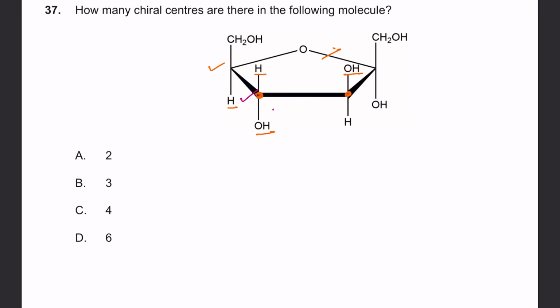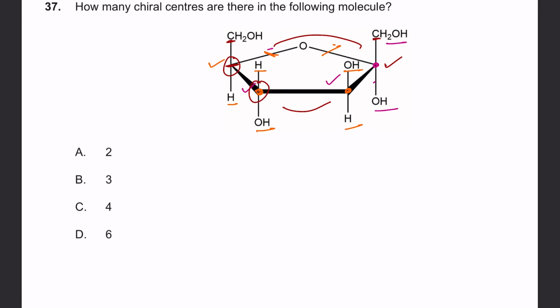Coming to this one, OH, H divided by the center. This part and this part, they are completely different. So yeah, this is also chiral. Last is this carbon atom here. Again, CH2OH and OH. If you check via this pathway and this pathway, both of them are different. So this is also chiral. This carbon isn't chiral because it has 2 hydrogens attached to it. Same for this carbon, it has 2 hydrogens attached to it. So we have total of 4 chiral centers. This one, this one, this one, and this one. So option C is the correct answer to this question.